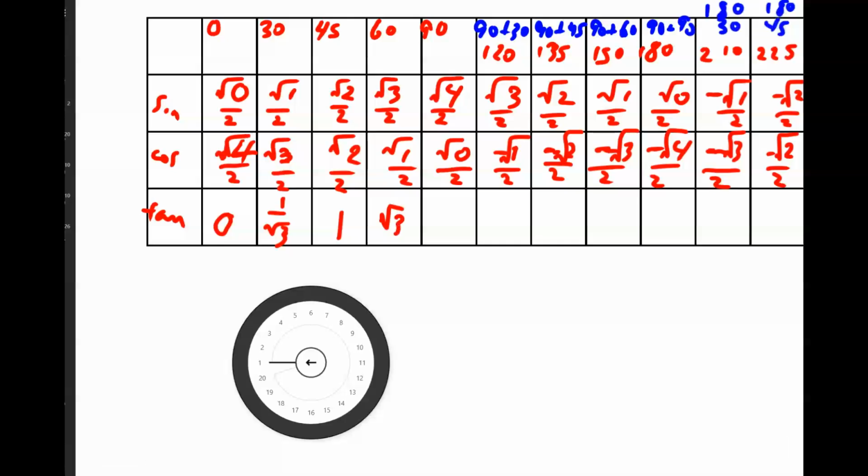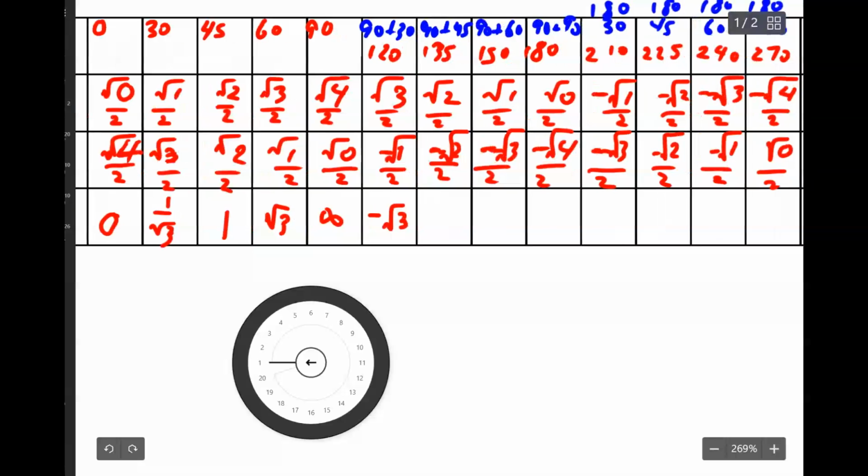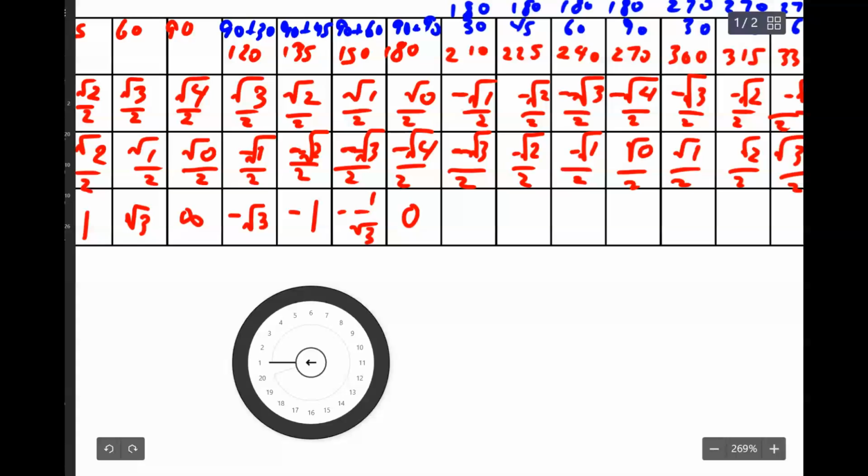Square root of 4 over 0 is not 0. 2 divided by 0 is infinity, right? Square root of 3 divided by negative square root of 1 is negative square root of 3. Okay, and so this would be negative 1. This would be negative 1 over square root of 3. This would be 0. This would be positive 1 over square root of 3.